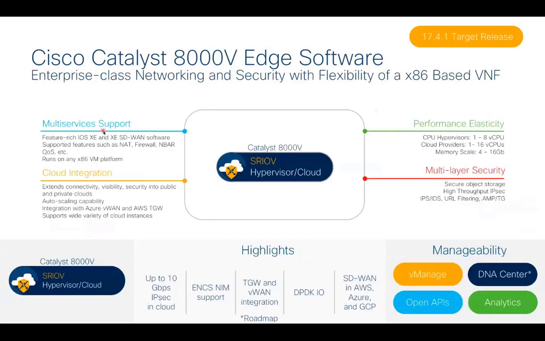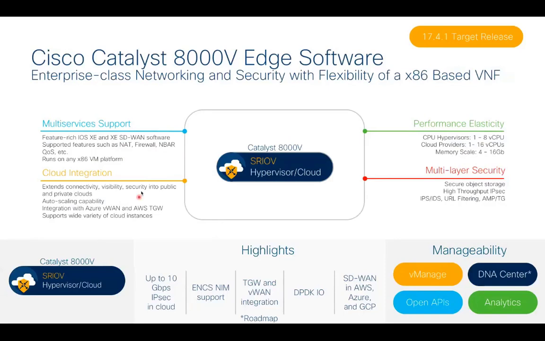With multi-services support and platform elasticity, the Catalyst 8000V is capable of running both IOS XE and SD-WAN modes while providing the same flexibility and elasticity of an x86-based VNF. You will be able to allocate as many virtual CPUs, memory, and interfaces as you need, and can easily scale up and scale down based on your network requirements.